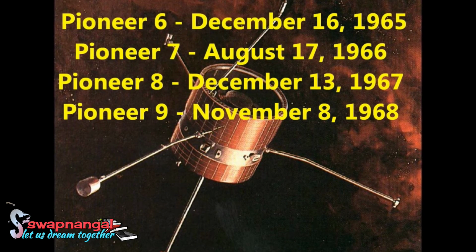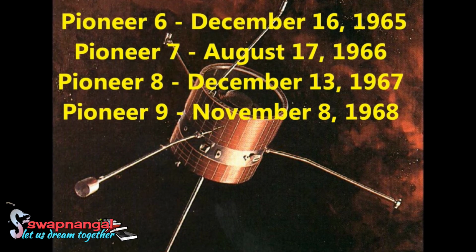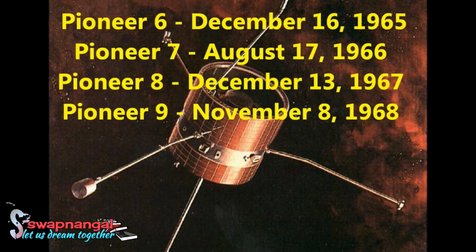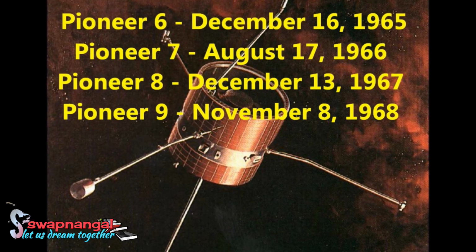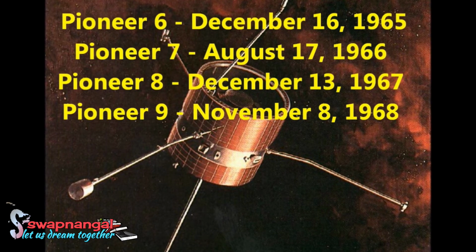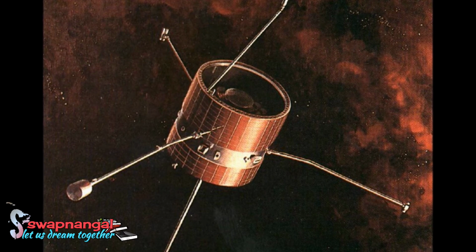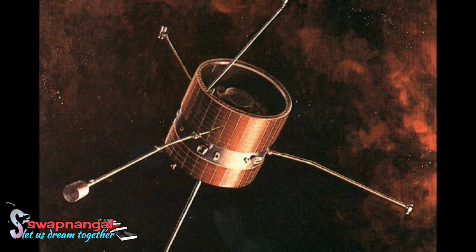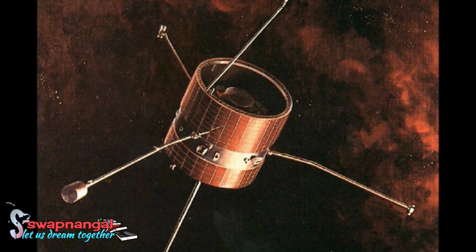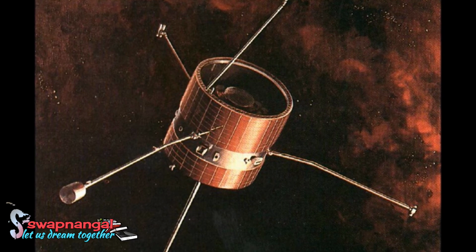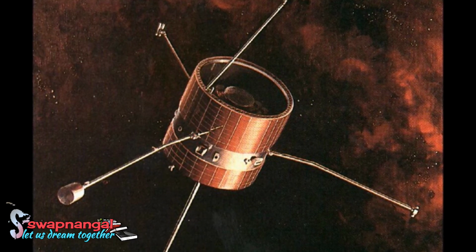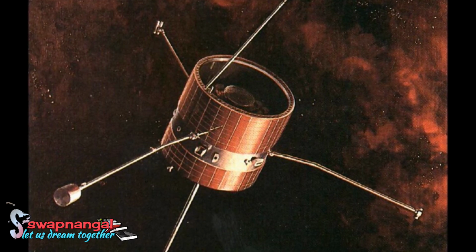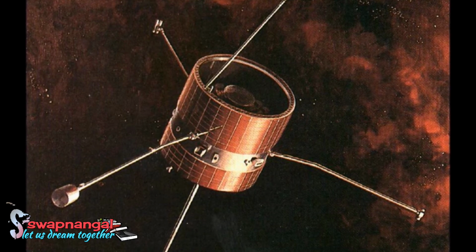Pioneer 6 was launched on December 16, 1965. Pioneer 7 launched on August 17, 1966. Pioneer 8 launched on December 13, 1967. Pioneer 9 launched on November 8, 1968. These four spacecraft were launched by NASA, and their mission was to observe the network of solar orbiting space weather monitors, observing solar wind, cosmic rays and magnetic fields.